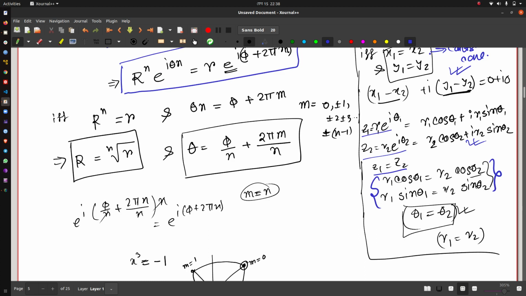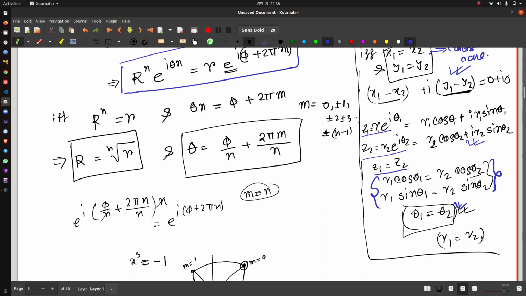Now you can divide these two expressions and see that this is just saying to you that theta 1 should be equal to theta 2, and if you use this in any of these expressions, you will get r1 equals r2. So in the polar form, two complex numbers are equal if the radius, you can call it a radius or modulus, whatever you want to call it, if these r's, that means r1 and r2, are equal to each other, and theta 1 and theta 2 are equal to each other. That's the only way two complex numbers in the polar representation can be equal to each other as well.